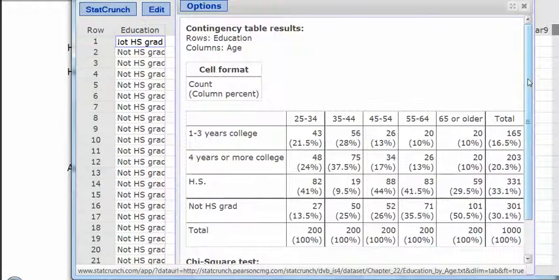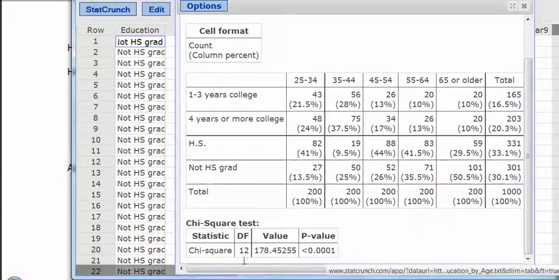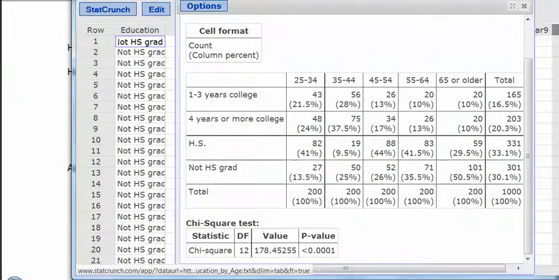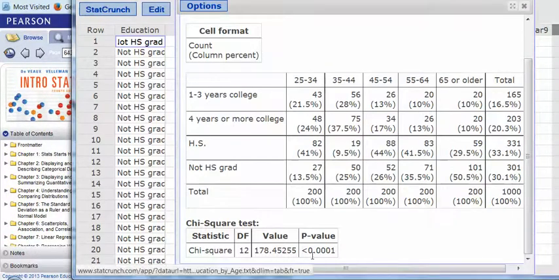Then we can look at the bottom of the output for the chi-square test. Notice it has 12 degrees of freedom. Why is that? Well, that's because this table is 5 by 4, so the degrees of freedom are going to be 4 by 3, or 12 degrees of freedom. And we've got a very small p-value. So our conclusion is that there does seem to be some type of association, or that these two variables are not independent.